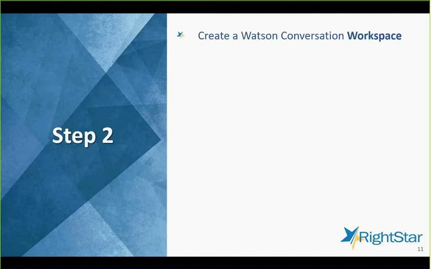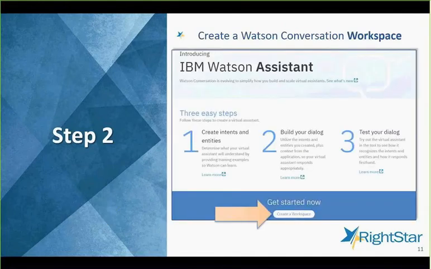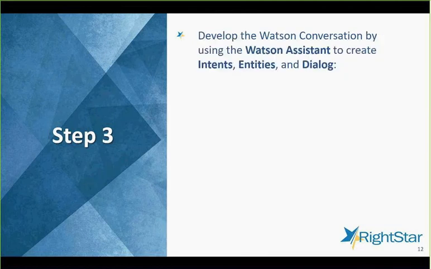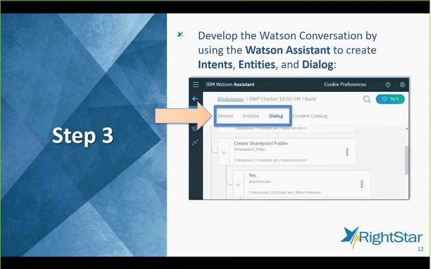Next, we actually create the conversation workspace. So once we have an account with IBM, we want to create our chatbot, and they call them conversation workspaces. When we have that, the third thing we're going to do is actually start to develop within that Watson tool. It's called the Watson Assistant. And you create intents, entities, and dialogues.